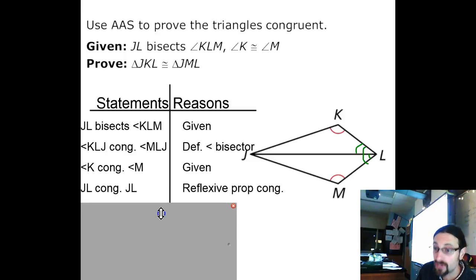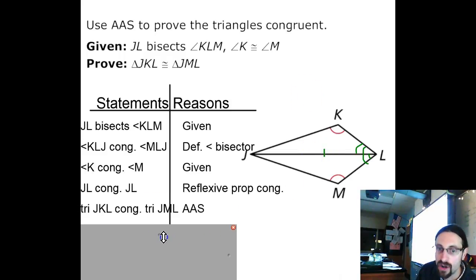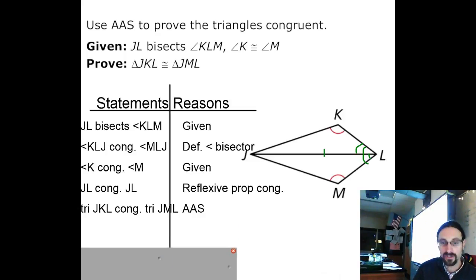JL is congruent to itself. JL is congruent to JL by the reflexive property. So now I've got enough information to say, oh yeah, triangle JKL is congruent to JLM by angle, angle, side.